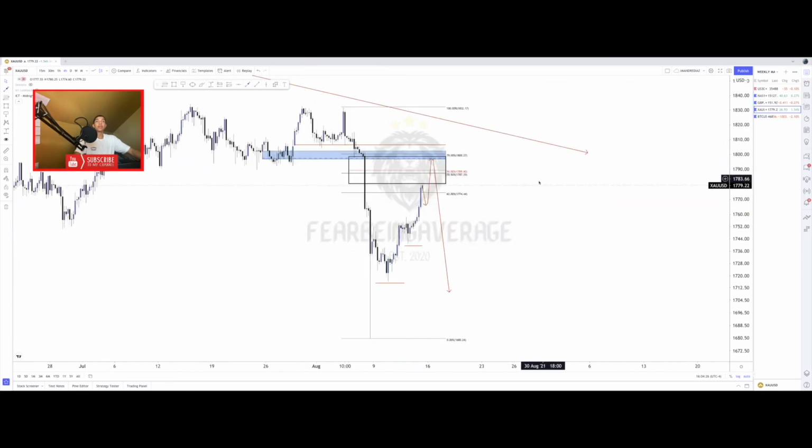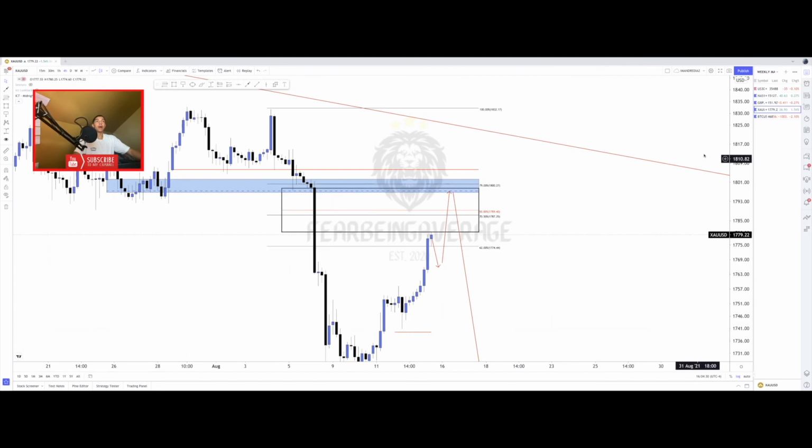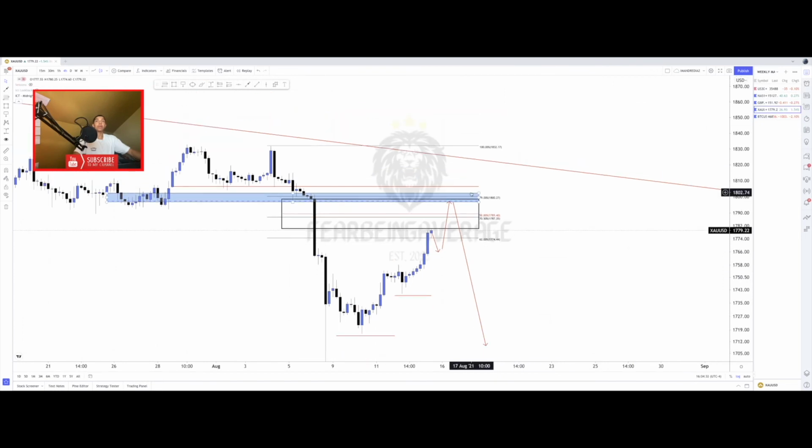So we're basically trying to get a premium on price, not a discount. A discount is when you're trying to buy the market. You're getting a premium on price because you're selling at a high price. So we're potentially waiting for price to come up here, which is $1799. I'm going to round it to 1800, because that's more than likely where price is going to go.